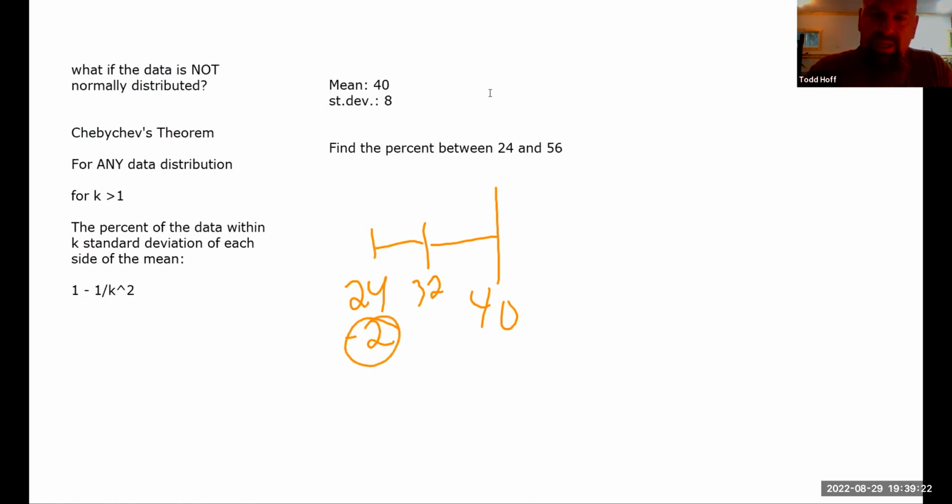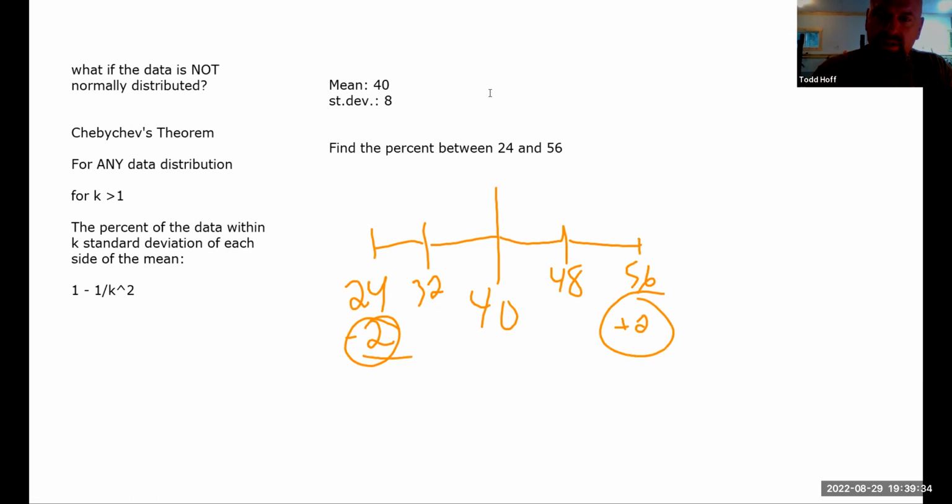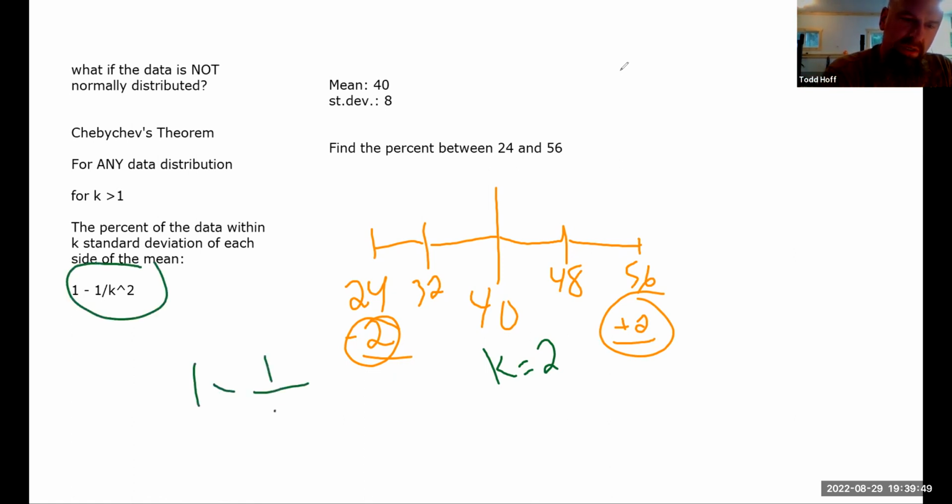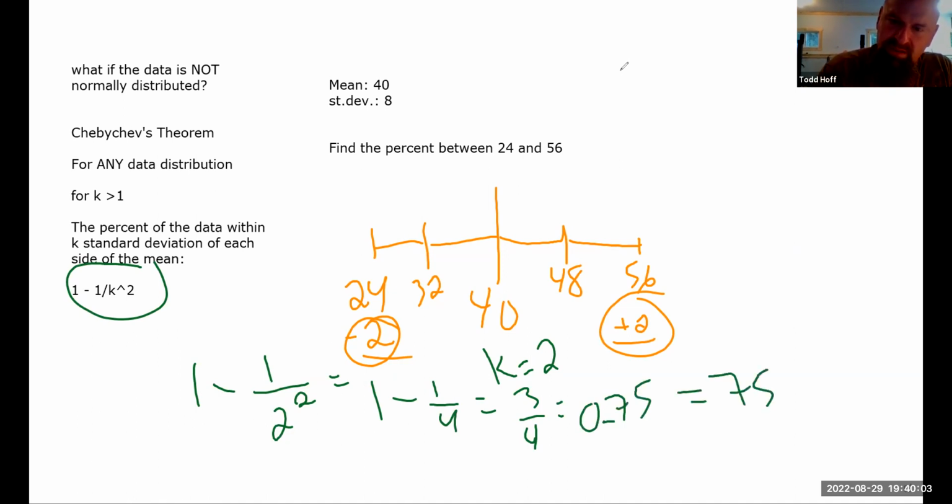Let's check to make sure we've gone the same distance in the other direction. So 1 standard deviation adding on to the other side would be 48. Another one, plus another 8, would be 56. That's plus 2 standard deviations. So we are 2 standard deviations on either side of the mean, which is telling us that k equals 2. That's how many standard deviations we've gone around the mean. So then our formula will be 1 minus 1 over 2 squared. Well, 2 squared is 4, so this is 1 minus 1/4, which is 3/4, or 0.75, which is, of course, 75%.